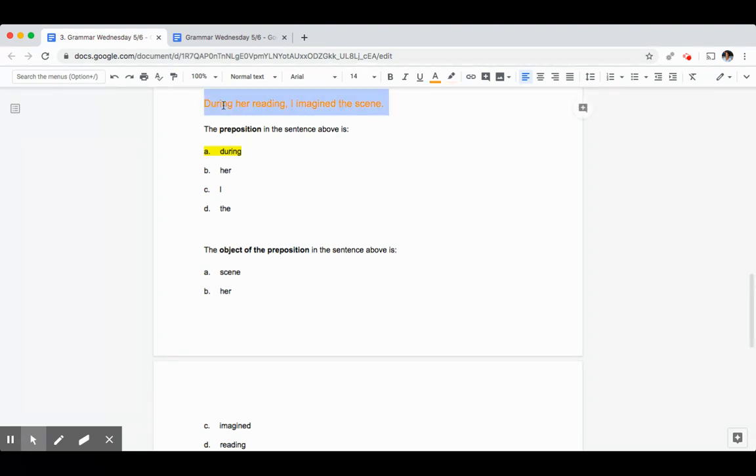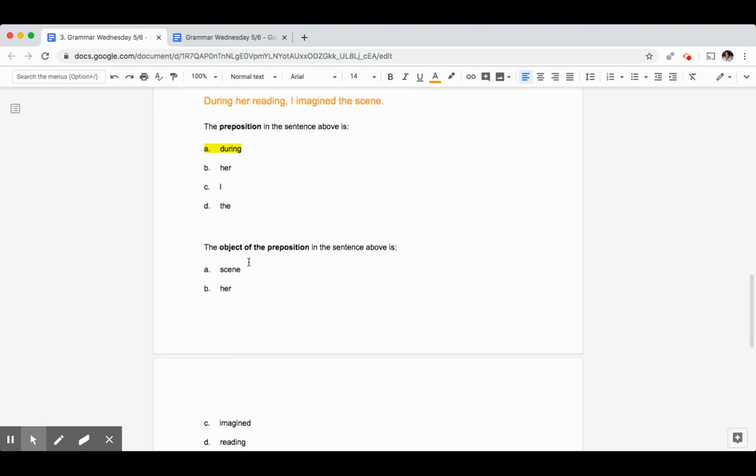Well, in our sentence, it says during her reading. So here, the object of preposition is reading, because when you ask yourselves during what, it was during the reading. Reading is the noun that is connected to our preposition that helps to complete its meaning. Here, our prepositional phrase would be during her reading.